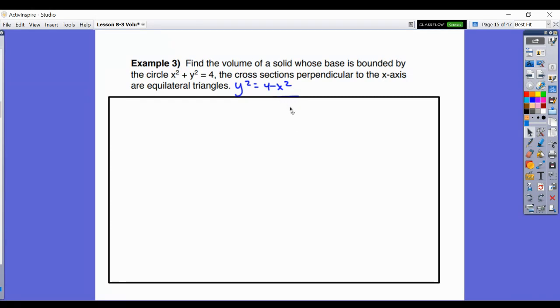Find the volume of a solid whose base is bounded by a circle and the cross sections are equilateral triangles this time. You might have to use a little Pythagorean theorem or something to figure out the height of those triangles. So take some time, figure this one out, and I'll put the answer up.